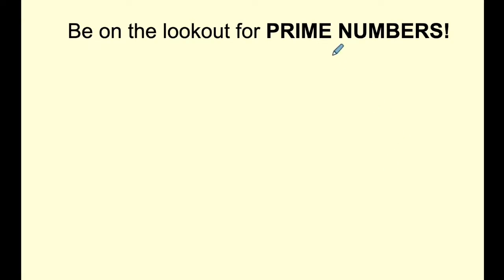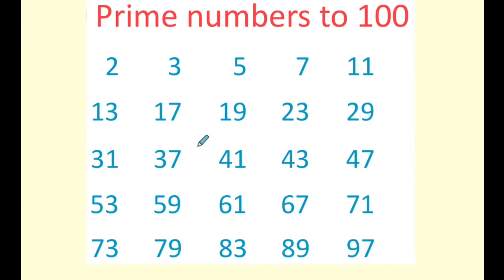It is good to know what your prime numbers are, because if you can identify a number as prime, then you don't have to do this whole rainbow factorization thing. You automatically know the two factors are going to be the number 1 and the prime number itself. And so these are the prime numbers from 1 to 100.